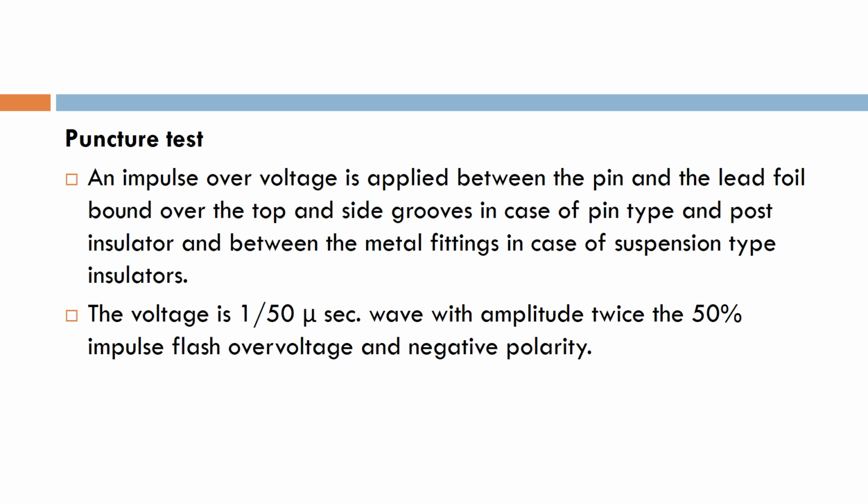Puncture test. An impulse overvoltage is applied between a pin and a lead foil wound over the top side of the groove in the case of pin type and post insulators, and between the metal fittings in the case of suspension type insulators.